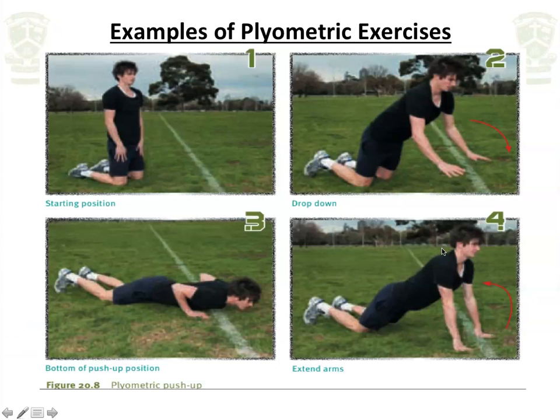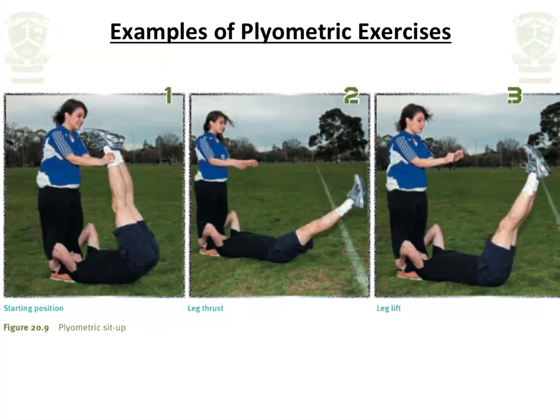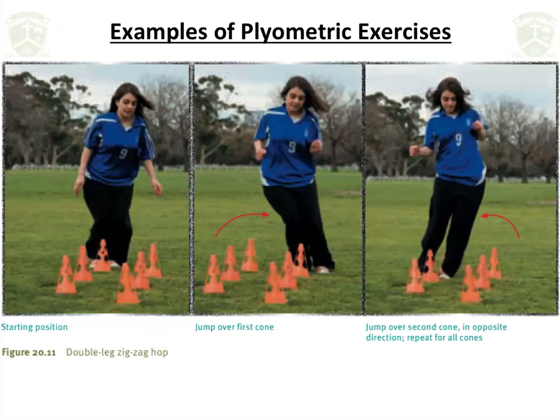There's just some more activities here. You can do a clap push-up, or let yourself go down and push yourself up. You can also do a clap push-up if you want to test yourself, but that puts a lot of stress on the wrist, so I personally wouldn't. Just some more here with a plyometric sit-up, and also just hopping side to side.